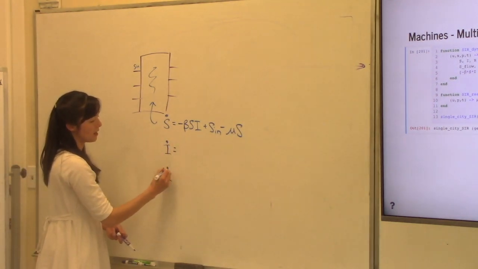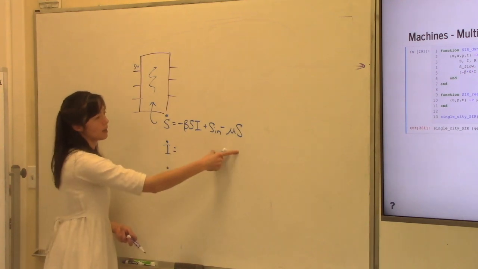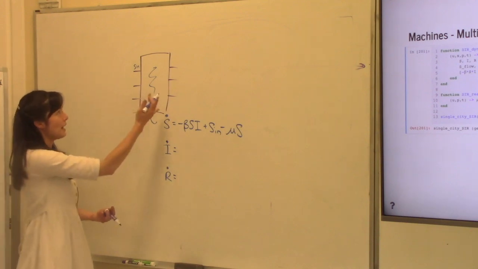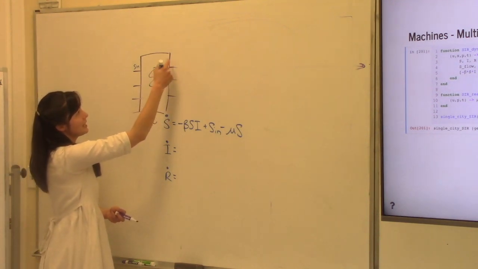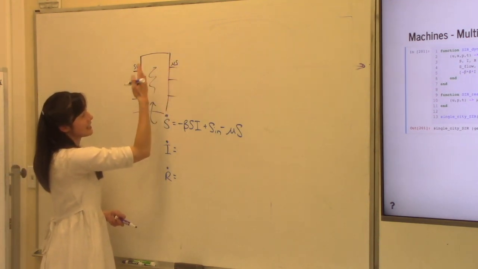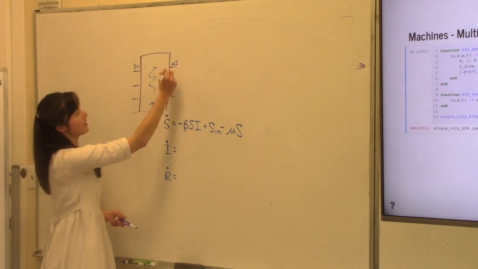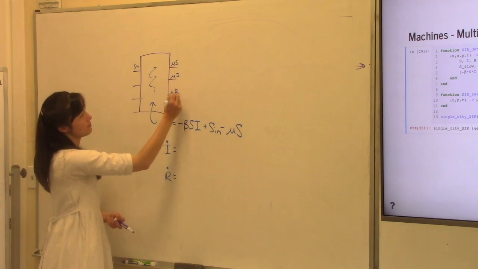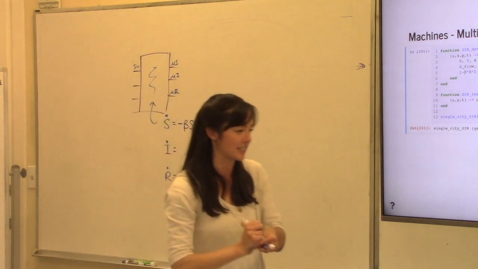And I and R are going to be the same normal SIR, modulated by this inflow and this outflow. What am I going to output? I'm going to output not S, but I'm going to output mu S to say, like, that's the flow of susceptible people leaving. Mu I, mu R. OK, so that's my single city.